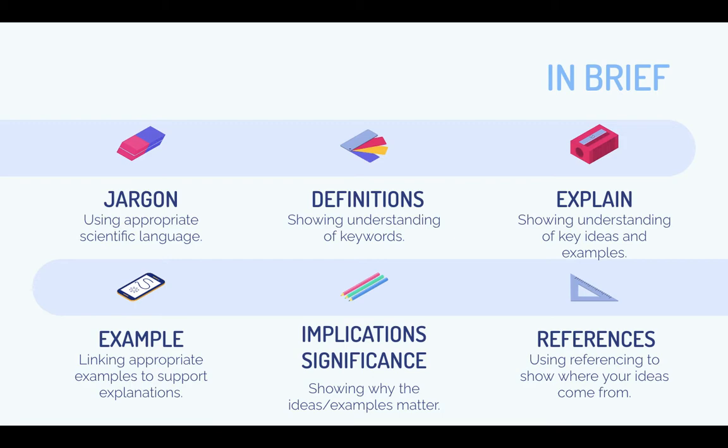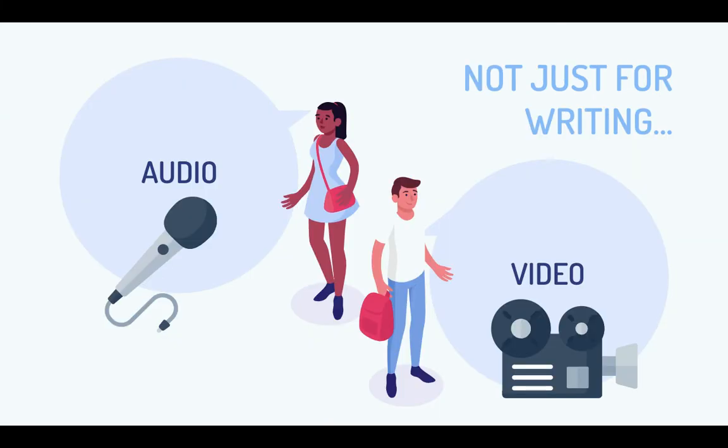I want to explain the key ideas and examples to show that I understand what they mean. The examples that I provide need to then support and elaborate on my point to help further my explanation. I need to show why the ideas that I've discussed matter through talking about the implications and or the significance. And finally, I need to use appropriate referencing. This shows that I'm beginning to understand where my ideas come from and can reference them appropriately.